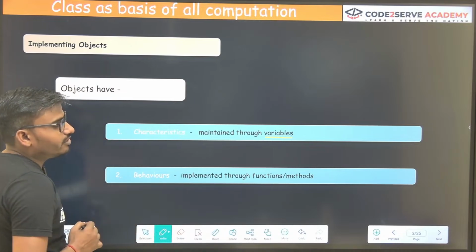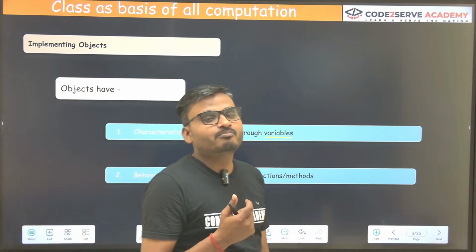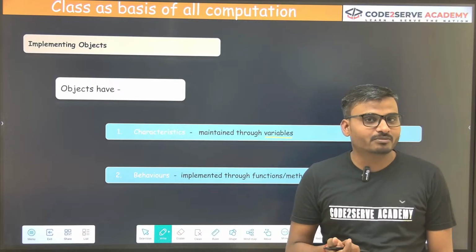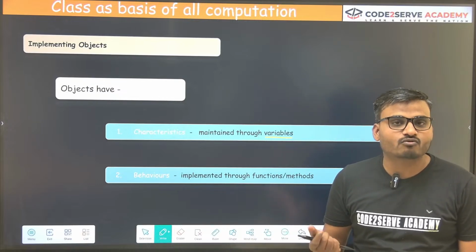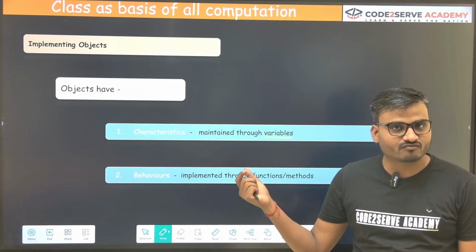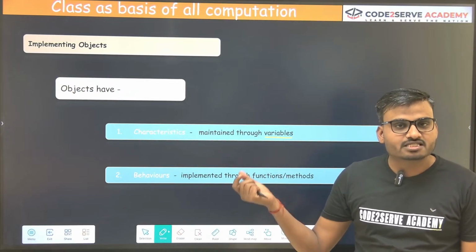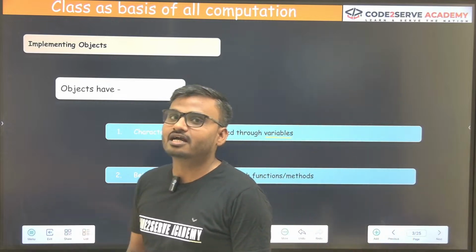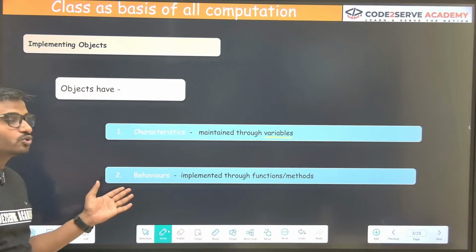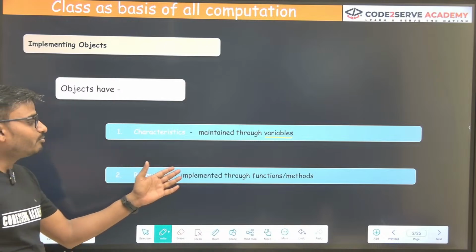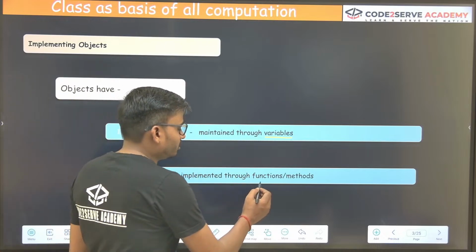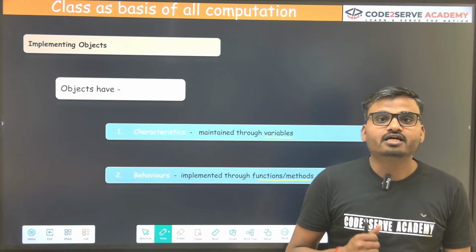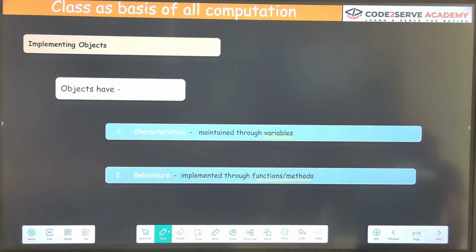Next one is behavior. So behavior is implemented using methods. You might not know what a method is. You can think of the main method, public static void main. So main is a method. Similar to that, if we create our own method inside that class, that corresponds to behavior. So it is implemented through functions or methods. Both are the same. Either you call it a function or you call it a method.